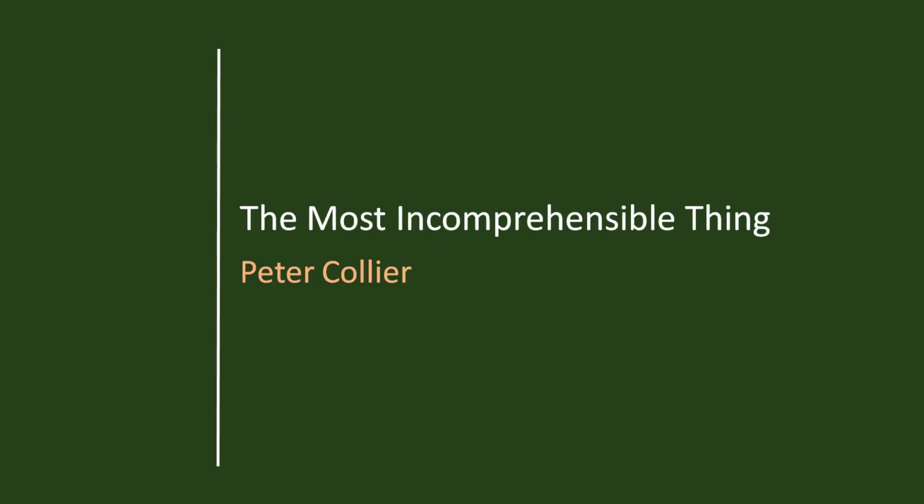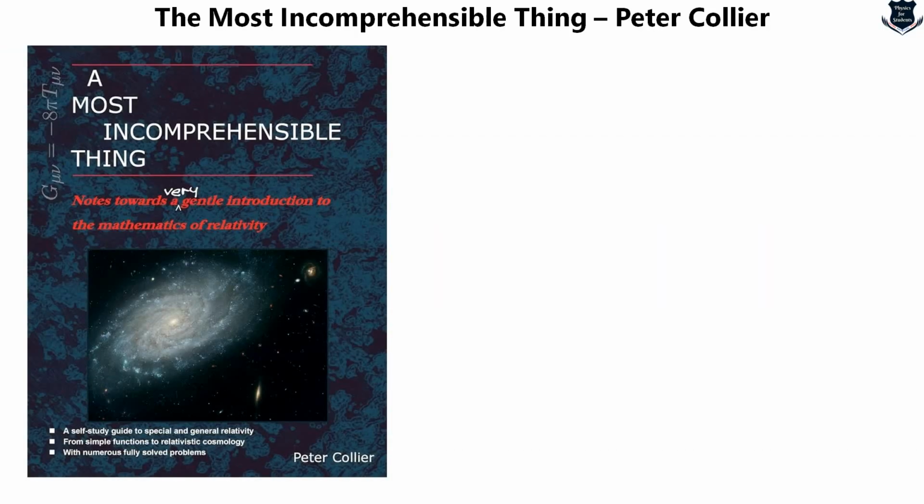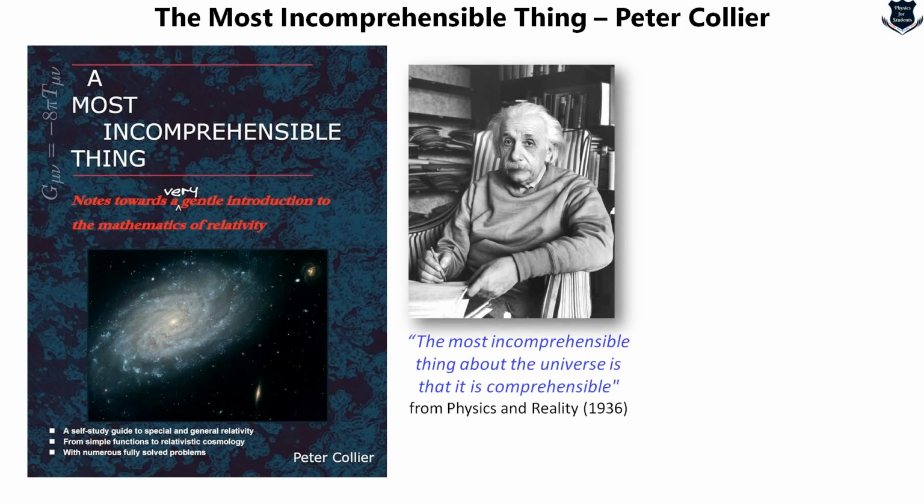So now we come to the magical book which is written by Peter Collier, and the name of the book is The Most Incomprehensible Thing. I think the author has actually done justice, because "the most incomprehensible thing" reminds me of Einstein's famous quotation: the most incomprehensible thing about the universe is that it is comprehensible.